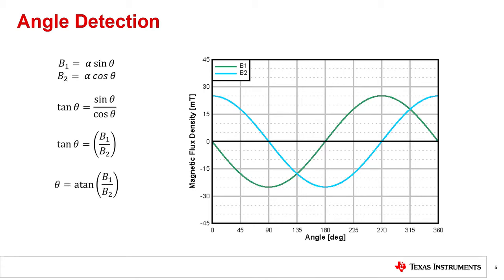In many math libraries, it is useful to consider the atan2 function, as this simplifies the calculation by accounting for the sign of B1 and B2 during the process.